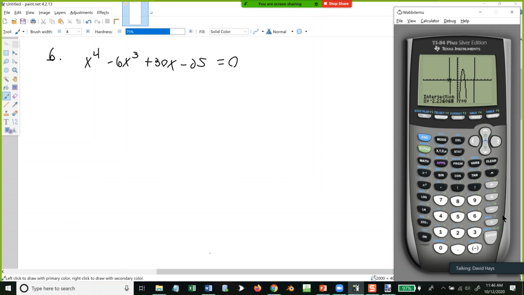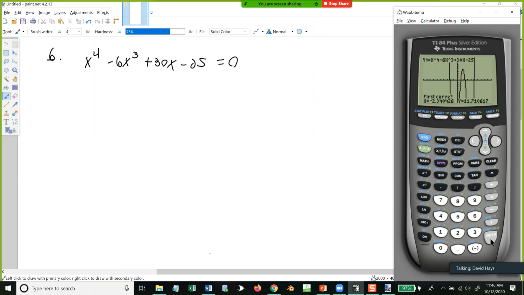I get -2.236068. Doesn't look promising, but let me try to change it to a fraction. So I'll do second mode, math, enter. Doesn't change, so I can't use it. It's probably a radical answer. Go do second trace, choose intersect.